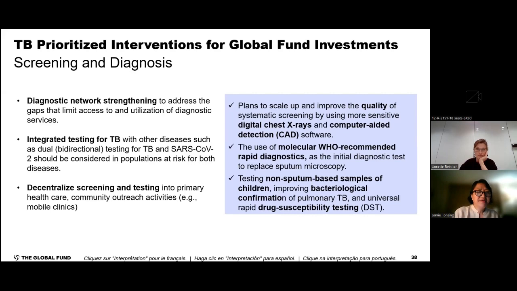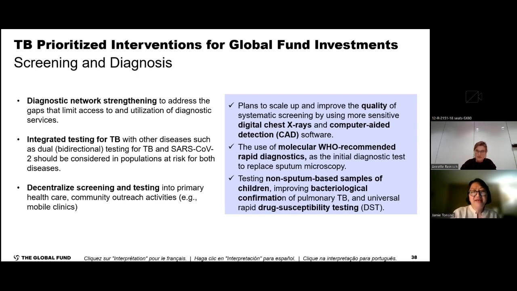Another very important point in terms of gaining efficiency is how can we integrate testing for TB with other diseases? This could, for example, in the context of COVID, we were promoting testing for both TB and SARS-CoV-2, but it is also very true for TB and HIV, TB and diabetes, other conditions and comorbidities that are linked to TB. And importantly, also, we need to decentralize screening and testing into primary healthcare, community outreach service, for example through mobile clinics, as also another means to improve access to diagnosis.